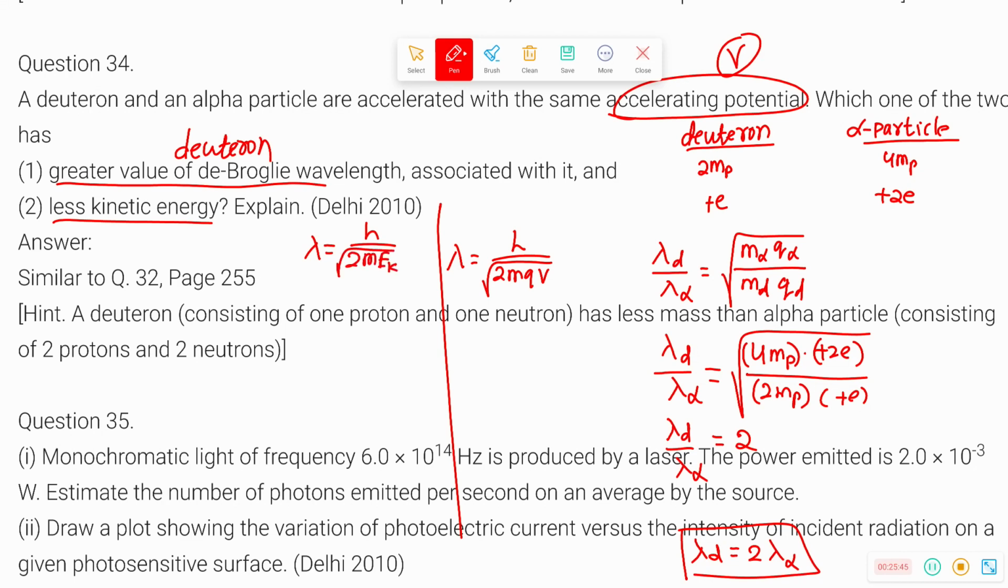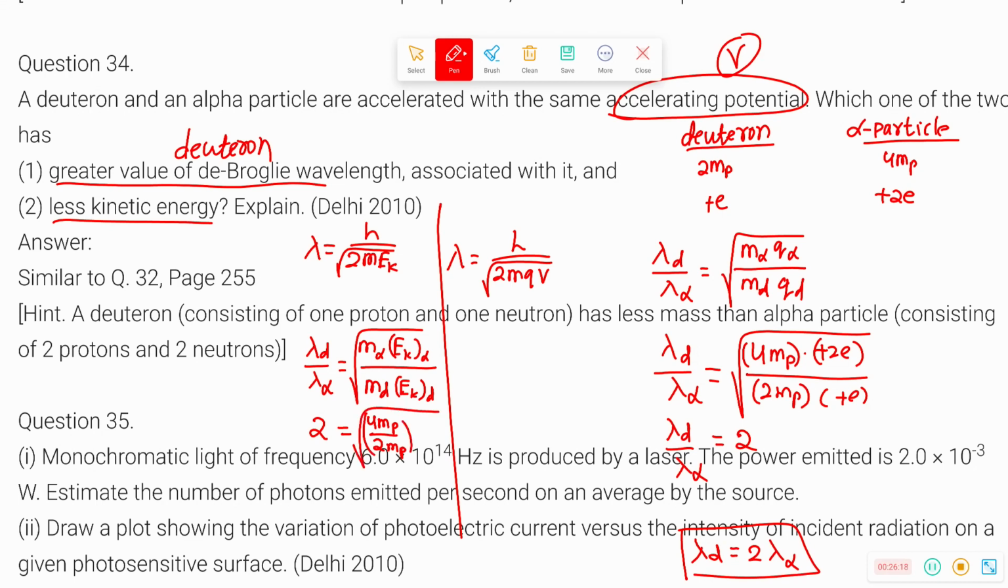Now if I do it similarly, lambda d by lambda alpha directly, h and 2 will cancel. So root under m alpha into Ek alpha by m d Ek d will be there. Now lambda d by lambda alpha you know, this is 2. Now m alpha is 4 times the mass of proton, and the mass of deuteron is 2 times the mass of proton.